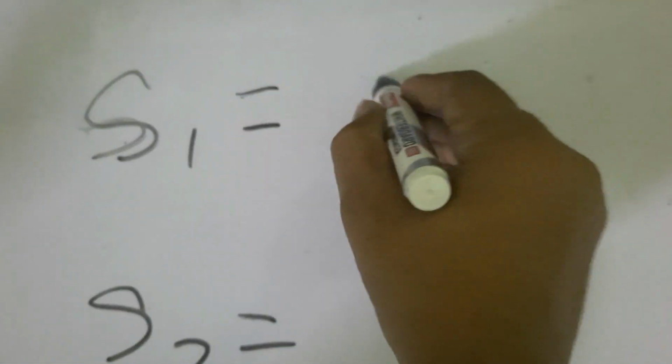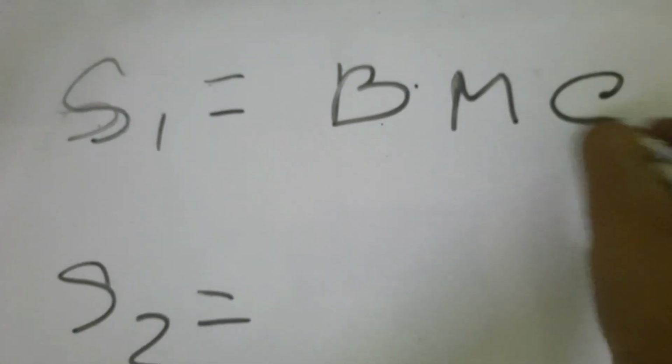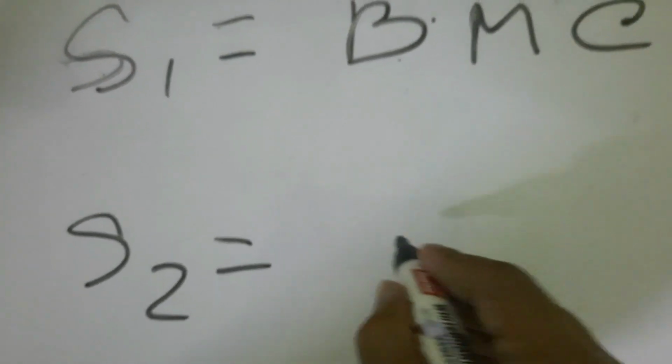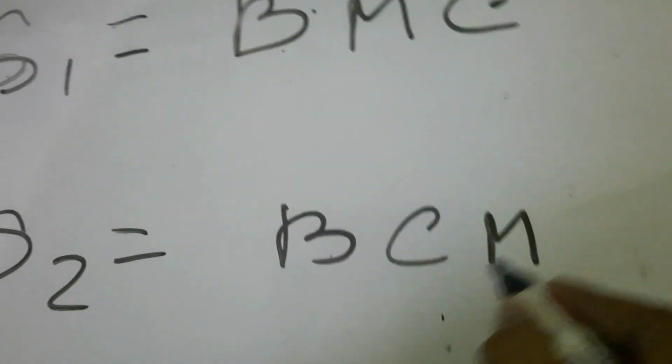Alright, so in this question we are given two strings. We are naming them S1 and S2. In the strings we will have some characters. They may be equal or might not be equal. So suppose S1 is, let's say, B, M, C, and S2 is, let's say, B, C, M.